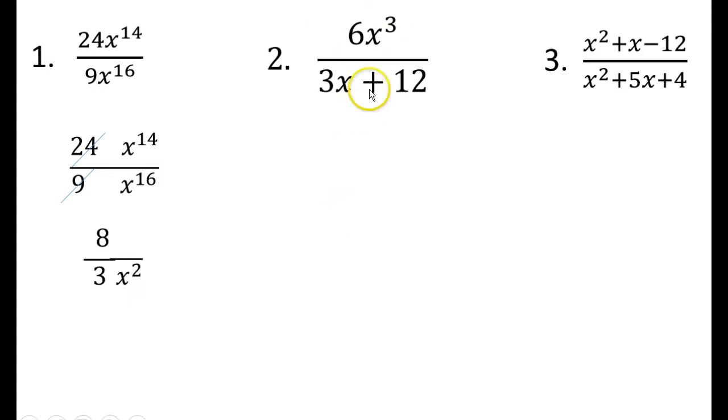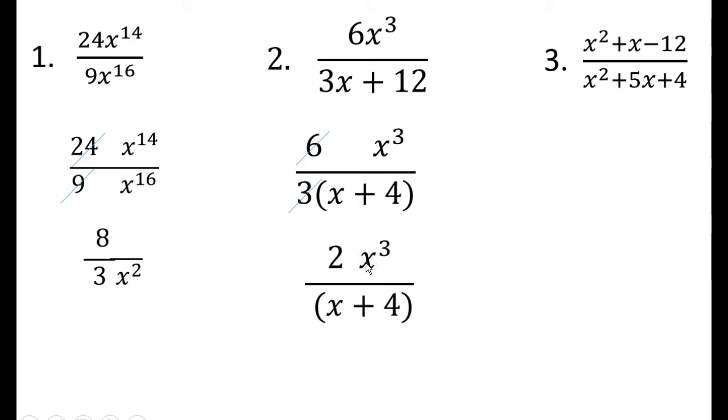Okay, number 2, again, let's read the math. Your first tendency is going to be to cross off that 6 and that 3 because you're going to think they cross off just like you did on these. However, because we're multiplying these two but adding these two, we can't cross those off, so we have to factor. The top does not factor, so we copy that. The bottom does factor, and I went ahead and wrote it with the 6 over the 3, because just like the 24 and the 9 could be simplified, 6 divided by 3 is simply 2. So I get 2x cubed over what's left in the bottom, x plus 4.